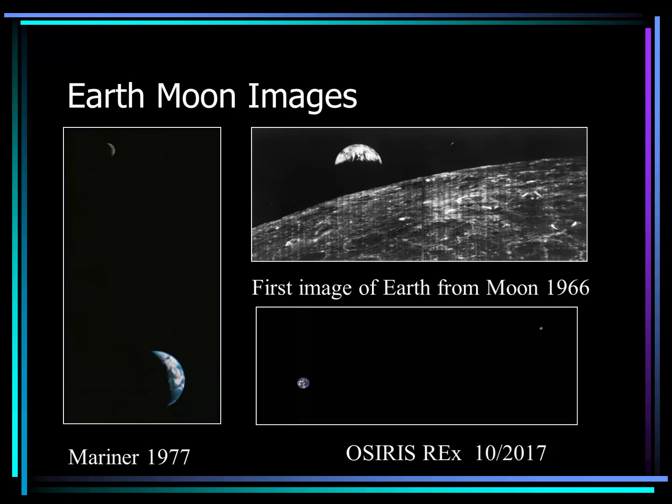In the image on the left, taken by the Mariner spacecraft in 1977, we can see how small the Moon is in comparison to the Earth. The lower image from OSIRIS-REx, taken in 2017, shows us the true scale distance between the Earth and the Moon, where the Moon is approximately 30 Earth diameters away.